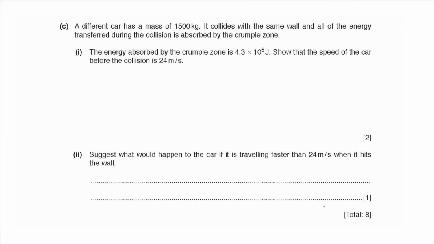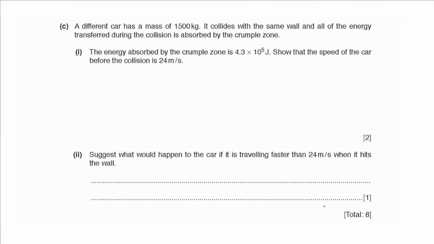Part C says a different car has a mass of 1,500 kilograms. It collides with the same wall and all of the energy transferred during the collision is absorbed by the crumple zone. The energy absorbed by the crumple zone is 4.3 times 10 to the power 5 joules. Show that the speed of the car before the collision is 24 meters per second.